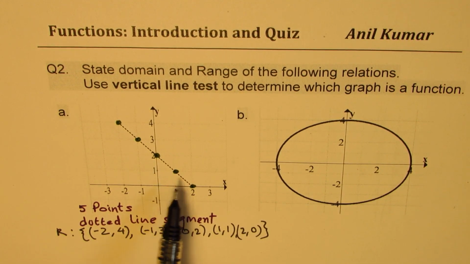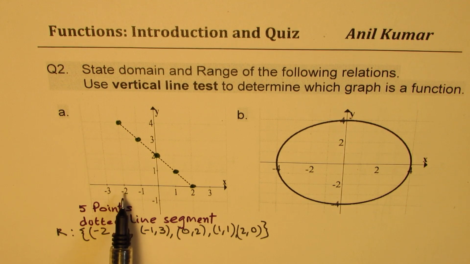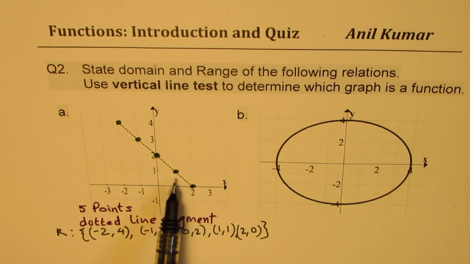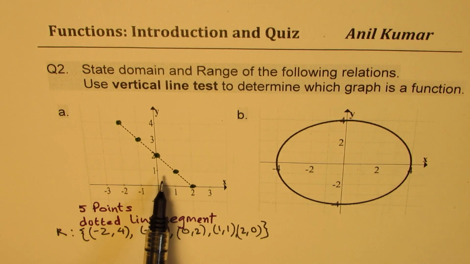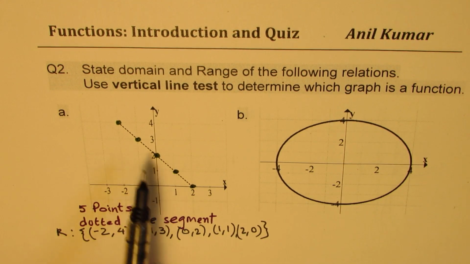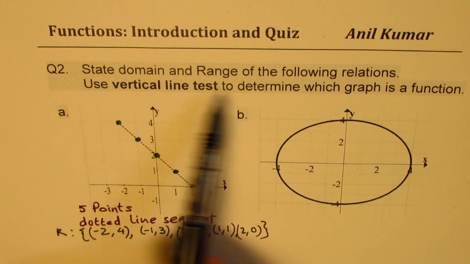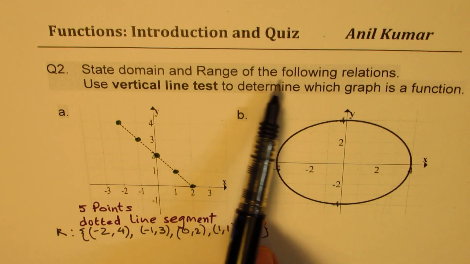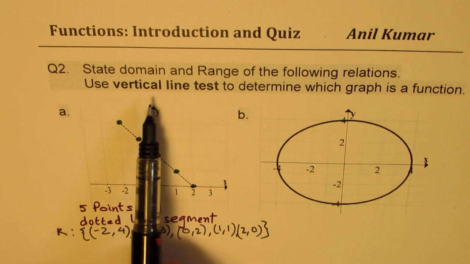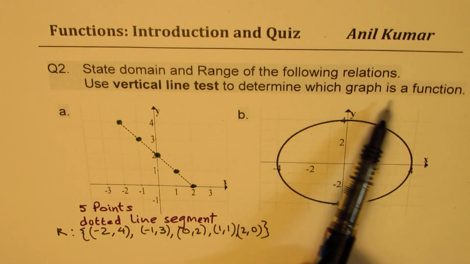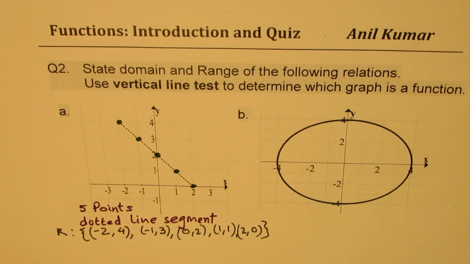So don't get confused with all the numbers in between -2 and 2. Only consider the points. Whenever there is a dotted line, it is just showing you a trend. It does not mean that all the elements in between also belong to the set. So I wanted to make this point clear. Now, let us answer this question. State the domain and range of the following relations. Use the vertical line test to determine which graph is a function. So you can now pause the video and answer the question. Correct? Well, here is the answer.